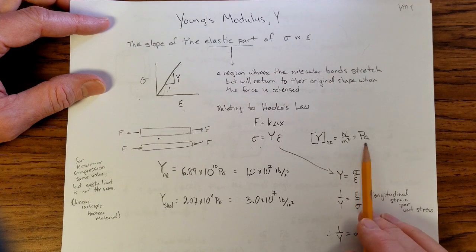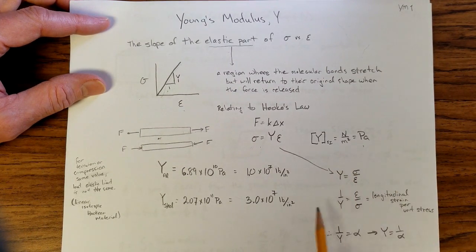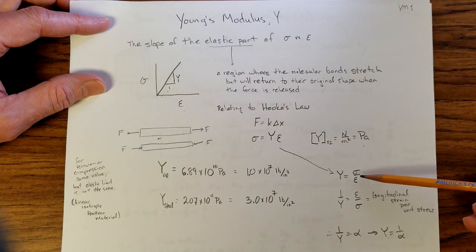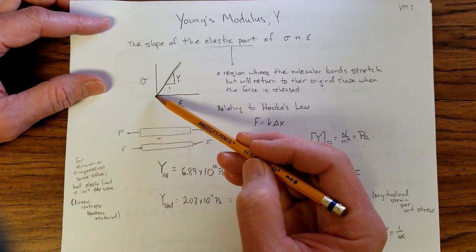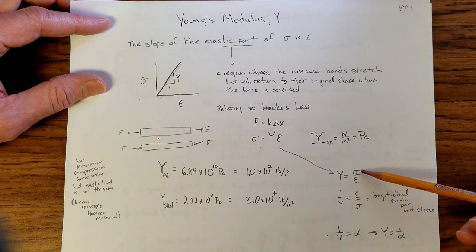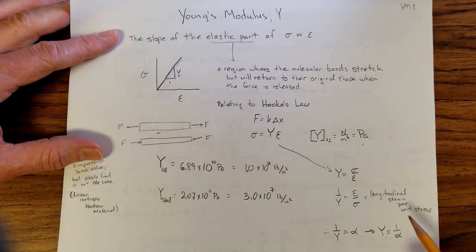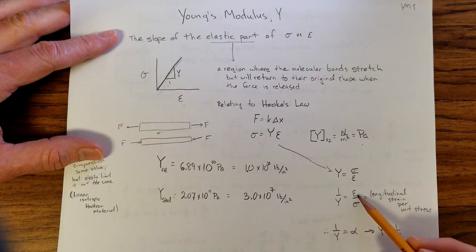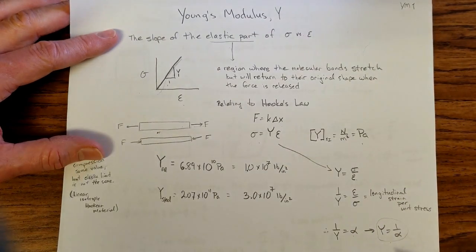So the units are pascals. It is not a pressure, but it still has the same units as that. And so if I know the stress and strain at any point during this region right here, assuming that it does go through the origin, then I can find the Young's modulus just by dividing the stress over the strain. If I'm looking at some of those other variables that I've used before, 1 over Young's modulus is the longitudinal strain over the longitudinal stress, which is alpha. So Y is just 1 over alpha, and that will come in handy later.